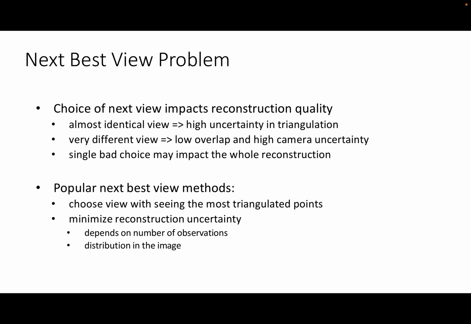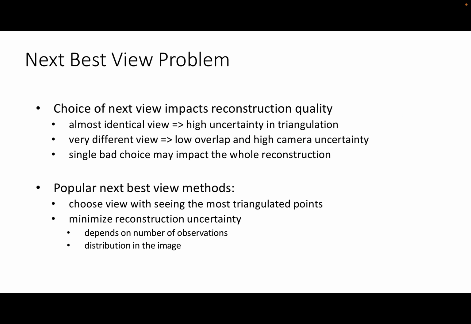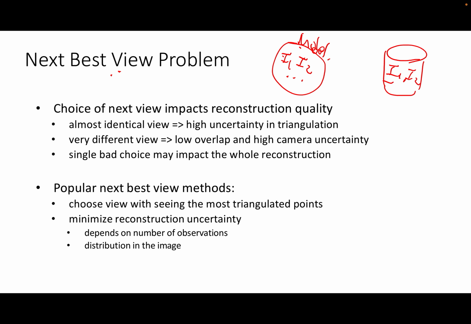And the next best view problem. So here, find an image with many features. That is a little bit ambiguous, and that is actually the next best view problem. What is next best view? Let's say we have images, image 1, image 2. We have images, our model. And in the database, we have lots of images. Image 1, image 2, image 3, image n. We need to get images from our database into our model. So how can we pick an image with the best view?